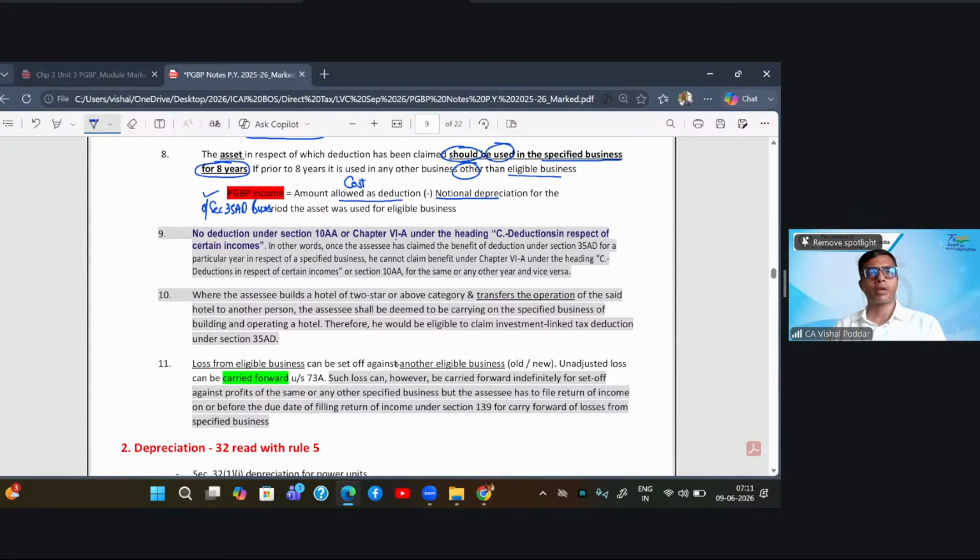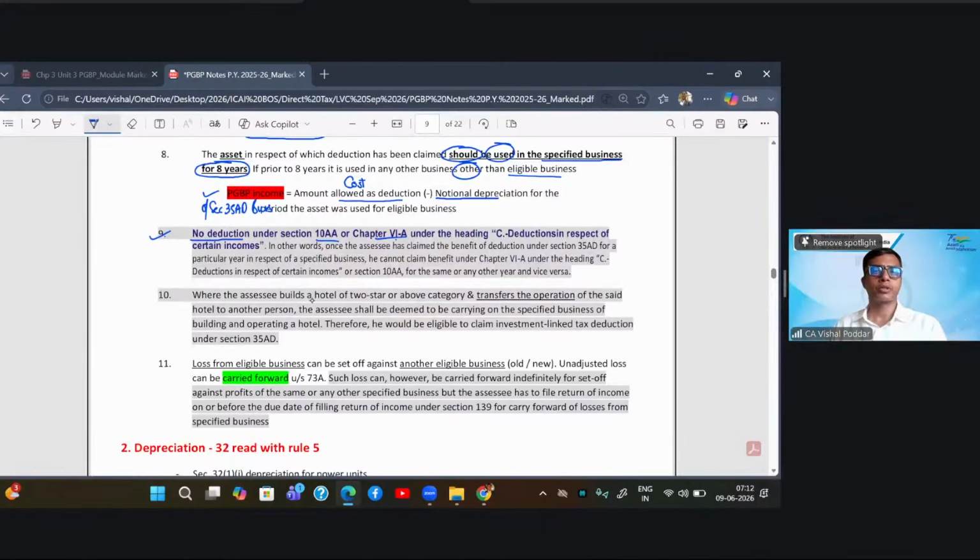Then you cannot claim deduction for the same asset under other provisions. So if you have claimed under 35AD, you cannot parallelly claim under 10AA or Chapter VI-A. Though these sections may cover the same benefits, you logically cannot claim the same benefit twice.